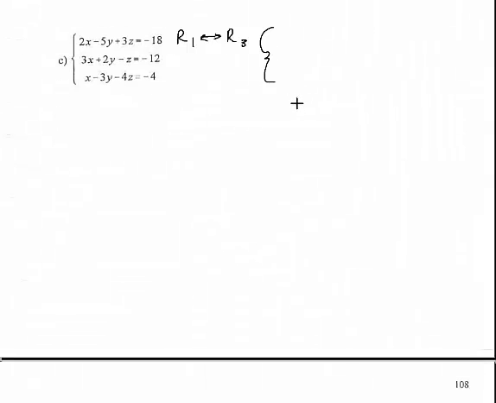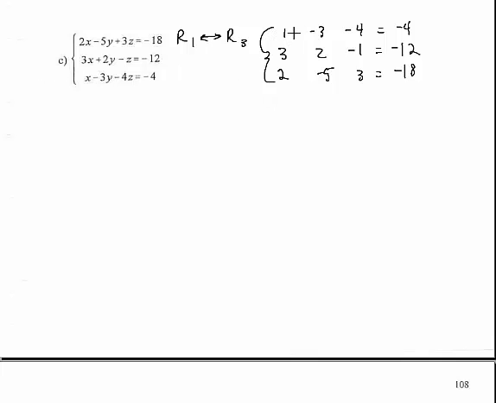Okay, what you can do if you want is just copy down the coefficients. We can say 1, negative 3, negative 4 equals negative 4, and avoid writing the variables. The variables are still there, we just didn't write them. It just saves us a little work. And now I take row 1 and I put it in row 3. Row 2 stayed the same, so 3, 2, negative 1 equals negative 12.